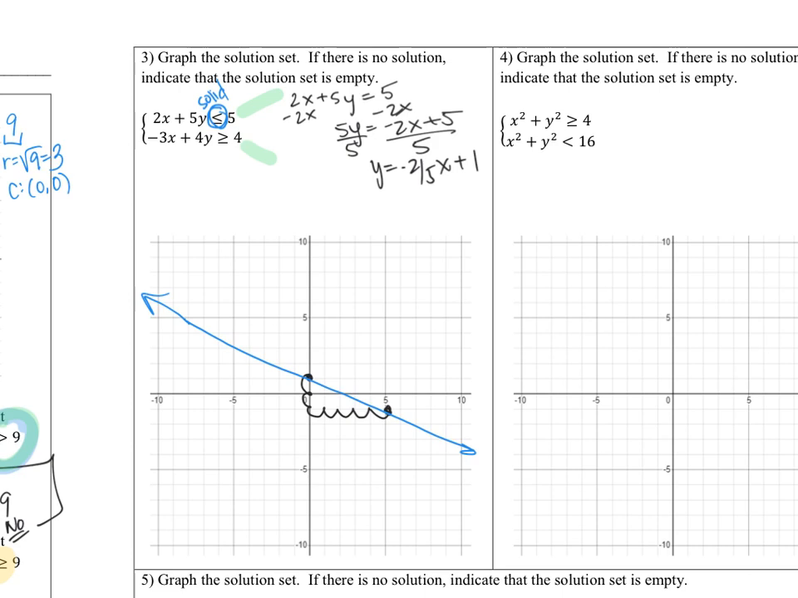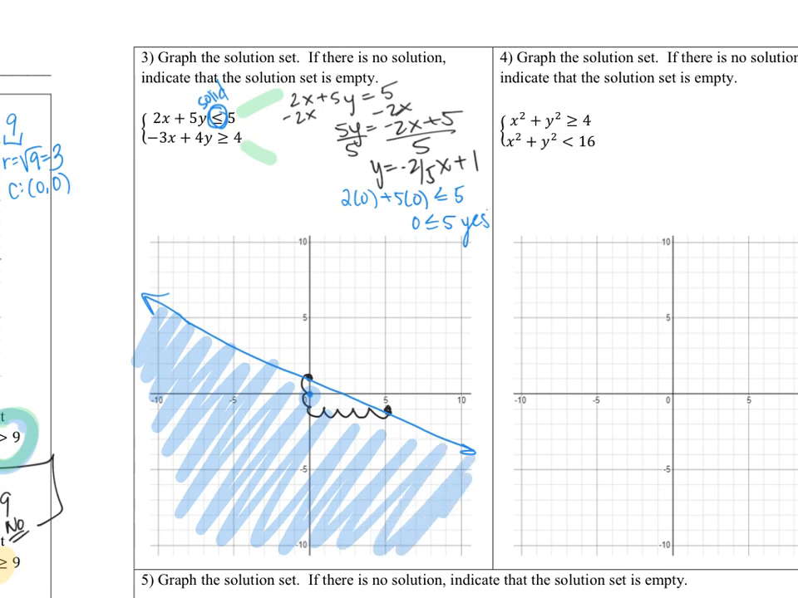And I would like to, again, plug in 0, 0 and see if I get something true. So 0, 0 plugged into the original will be 2 times 0 plus 5 times 0. Is that less than or equal to 5? Is 0 less than or equal to 5? Yes. So I want to make sure I shade where 0, 0 is located, which is right there. So that would be everything down below the line.